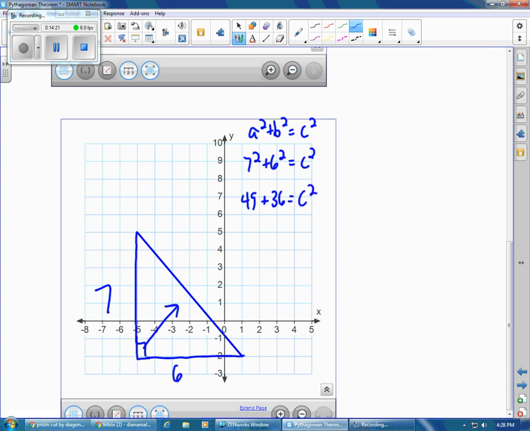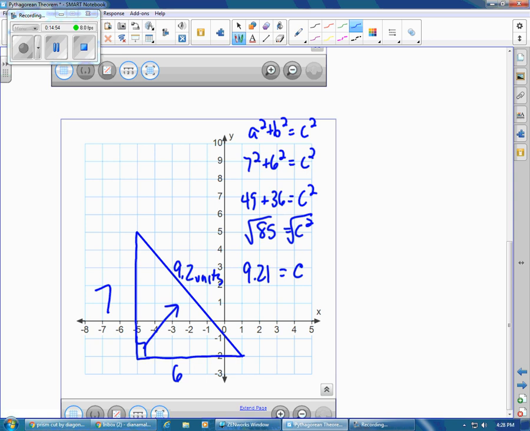Add together 49 plus 36. Whoops, turn the calculator on. 49 plus 36 is 85. Take the square root of both sides of the equation. The square root of 85 is 9.219, so c equals 9.21. If I'm rounding it to the nearest tenth, that would be 9.2 units.